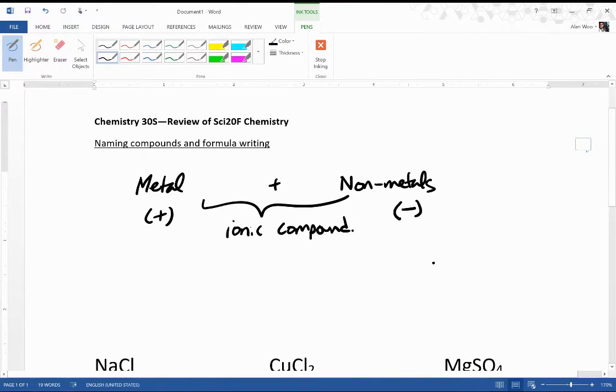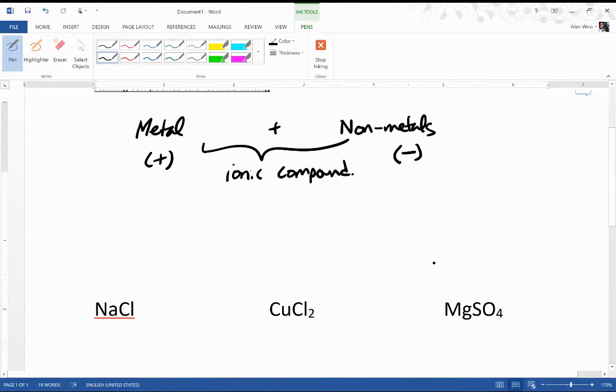What we want to know is how to name ionic compounds. So let's start with these three examples here. The first one, we have NaCl. You have to identify the full name of the first atom. In this case, Na is sodium, so I write down sodium. The second atom is the nonmetal. The nonmetal is called chlorine.